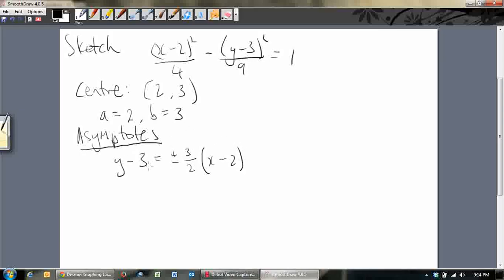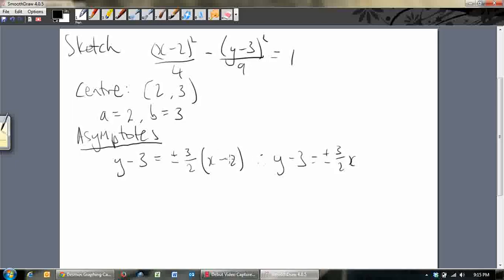It's a little hard to sketch these, so you might want to transfer them into an easier equation to be able to sketch. So let's just do that. We'll expand that and then add the 3, so I've got y equals, it's a little bit nicer. You could do it like this, but anyway, I'll just quickly transfer this into that. So y minus 3 equals plus or minus, if we expand that, 3 over 2x.